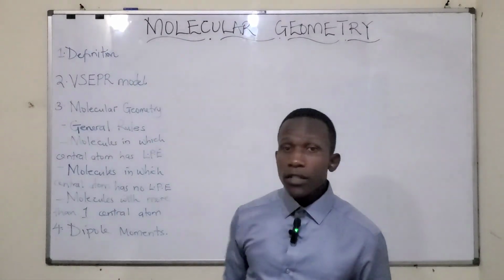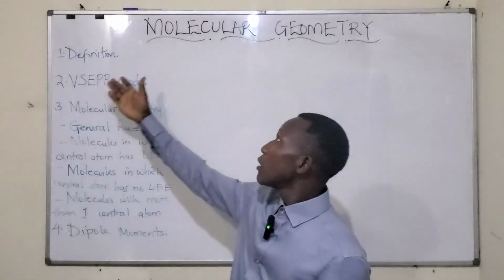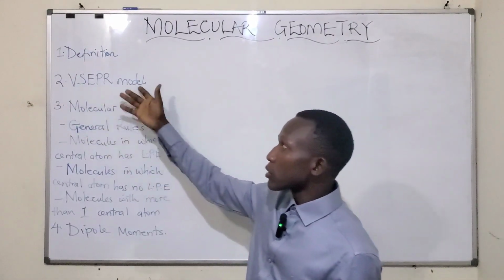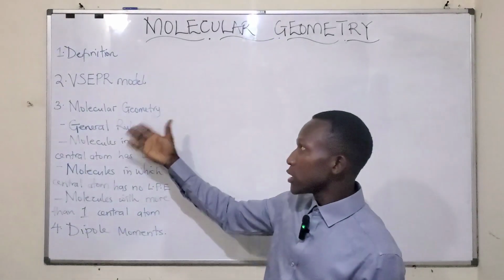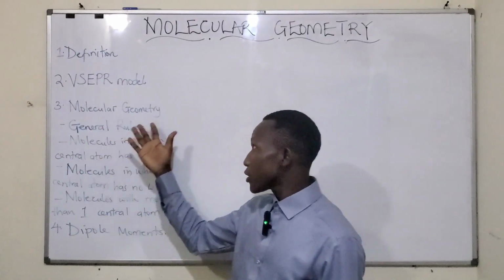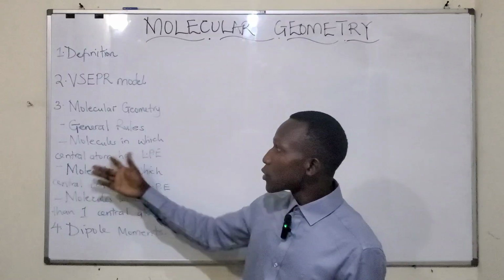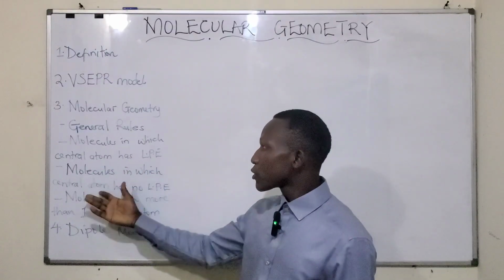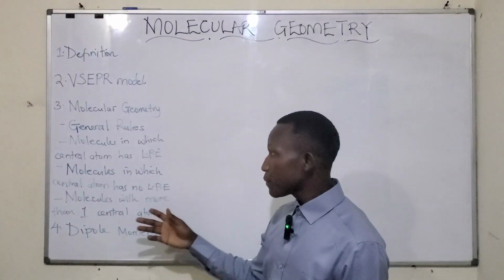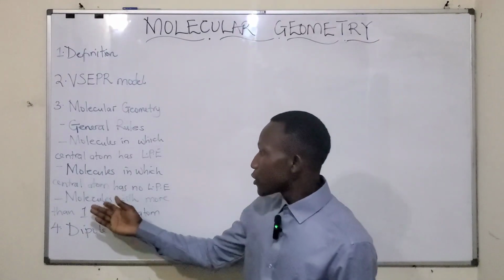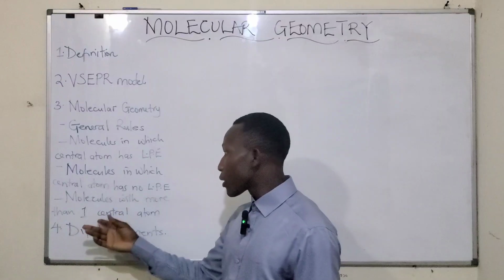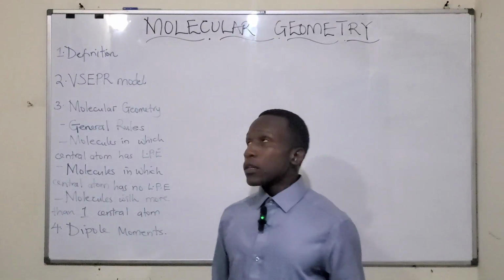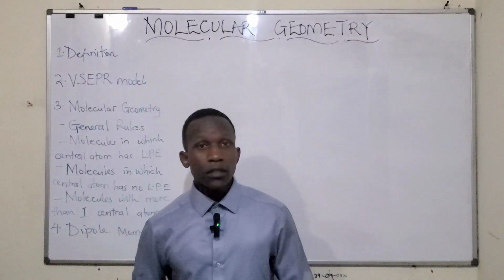Here is what we are going to discuss. We're going to talk about the definition of molecular geometry. We talk about the valence shell electron pair repulsion model. Then molecular geometry in detail, where we have the general rules of molecular geometry. Then molecules in which the central atom has lone pairs of electrons. Then molecules in which the central atom has no lone pairs of electrons. Then molecules with more than one central atom. Then dipole moments. So it's not much, but it's very broad.